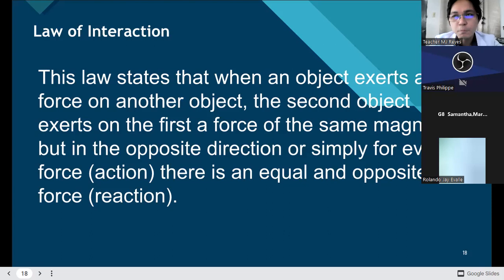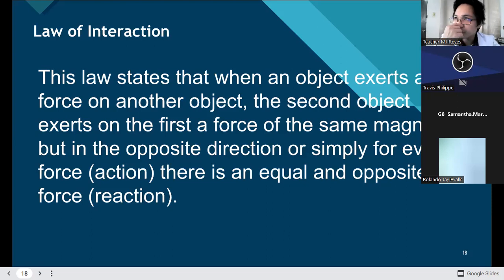Just like when you push the wall, again, in every force that you exert on the wall, the wall also exerts a force towards you, an equal force towards you.